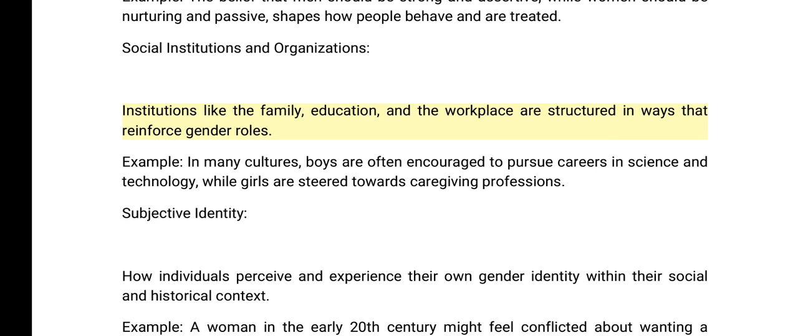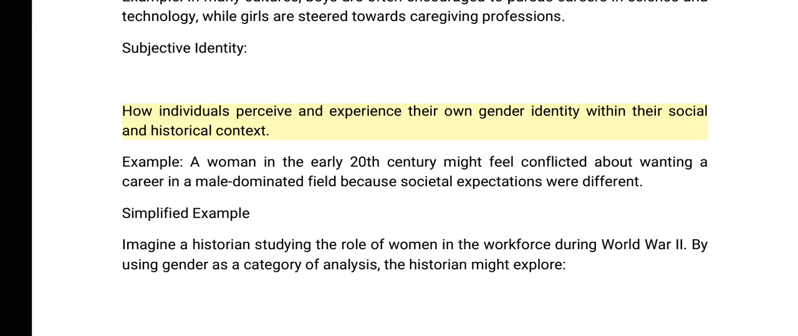Institutions like the family, education, and the workplace are structured in ways that reinforce gender roles. Example: In many cultures, boys are often encouraged to pursue careers in science and technology, while girls are steered towards caregiving professions. Subjective identity: how individuals perceive and experience their own gender identity within their social and historical context.